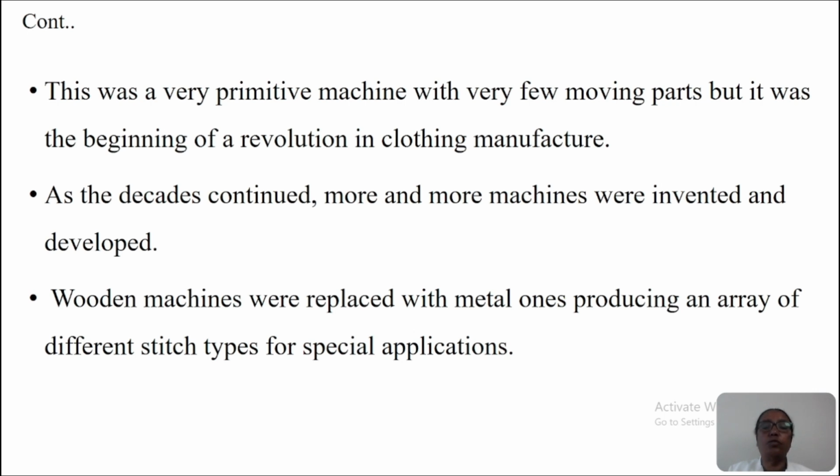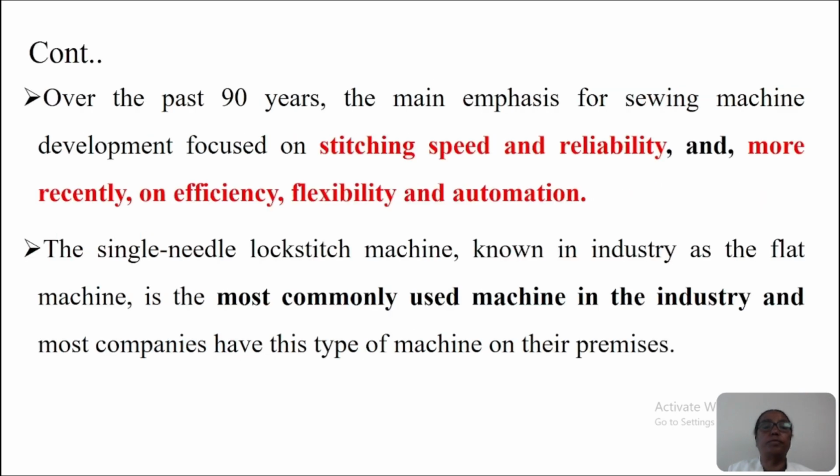As the decades continued, more and more machines were innovated and developed. Wooden machines were replaced with metal ones, producing an array of different stitch types for special applications. Innovators developed special types of machines to produce different stitches.